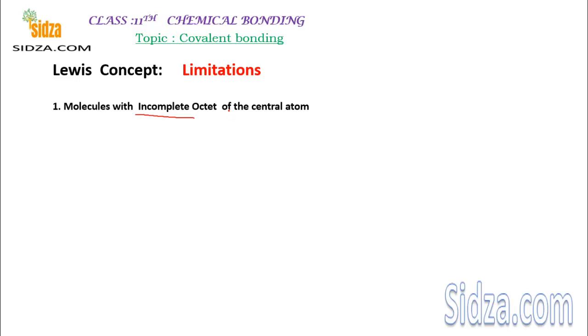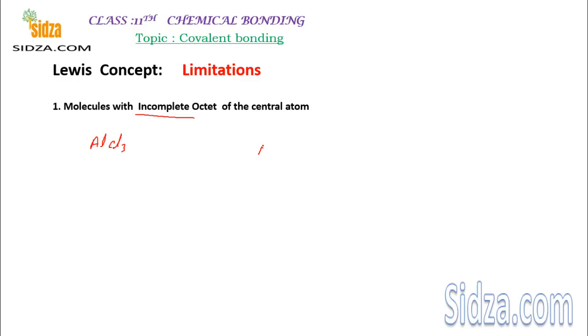According to the Lewis concept, atoms share electrons so that they get 8 electrons in the outermost shell, because only if they get 8 electrons in the outermost shell is the molecule stable. But we find that there are certain molecules with less than 8 electrons in the outermost shell. Let's take an example of AlCl3. AlCl3 is a very common example.